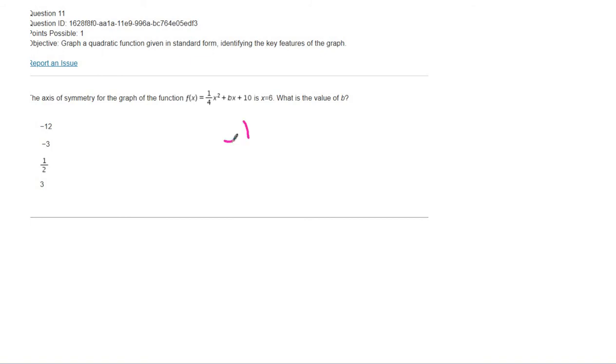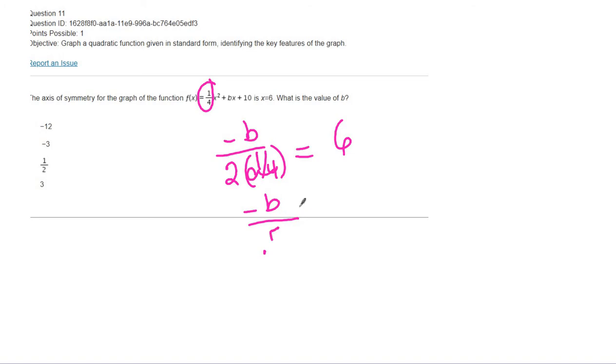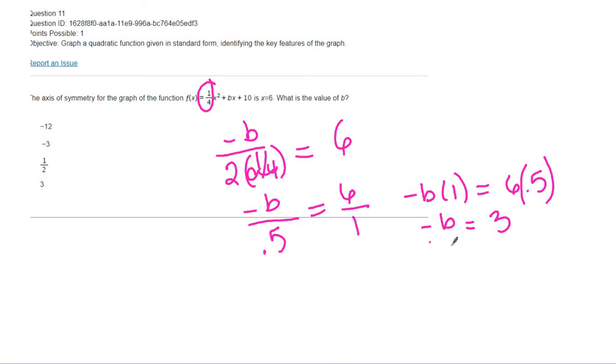My axis of symmetry, same idea as we did on the other one. Remember, the equation is negative b over 2a. The a value is the number in front of x squared. And we know we want that to equal 6. So negative b over 2 times 0.5 is equal to 6. I can just put that as 6 over 1, and again solve that as a proportion. So negative b times 1 is equal to 6 times 0.5. That just gives me negative b, and that gives me 3. Divide by negative 1, so my b has to equal negative 3.